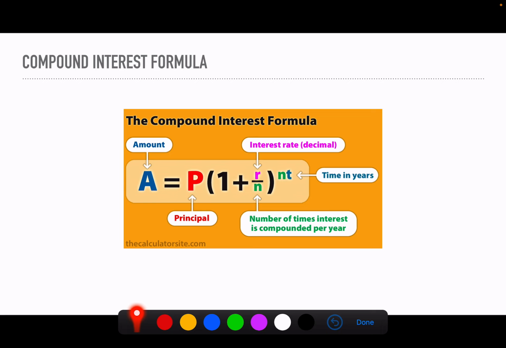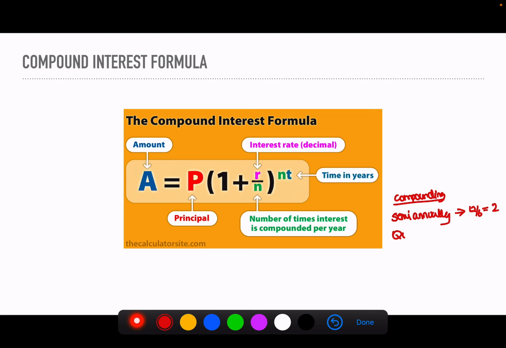Okay, for example, if the compounding occurs semi-annually, the number of times interest is compounded per year is 12 divided by 6, which is 2 times. Let me just write it. So if interest is compounded semi-annually, then the number of times interest is compounded is 12 divided by 6, which will be 2.